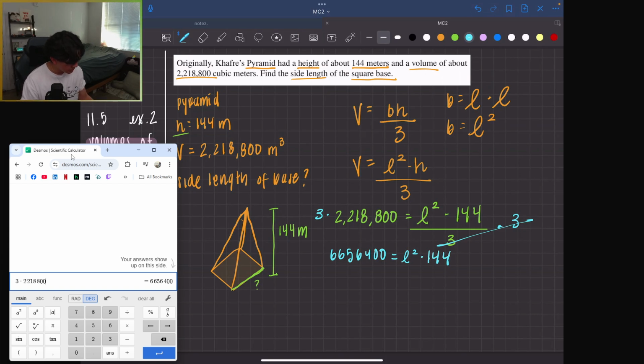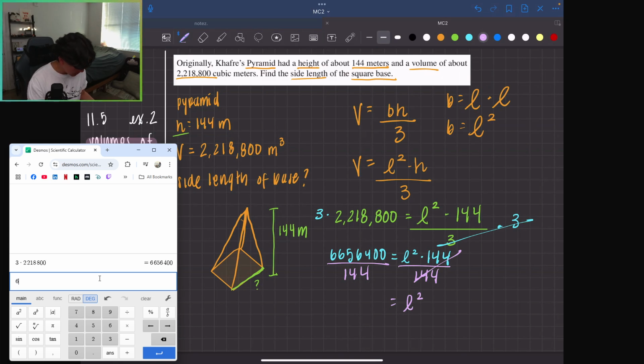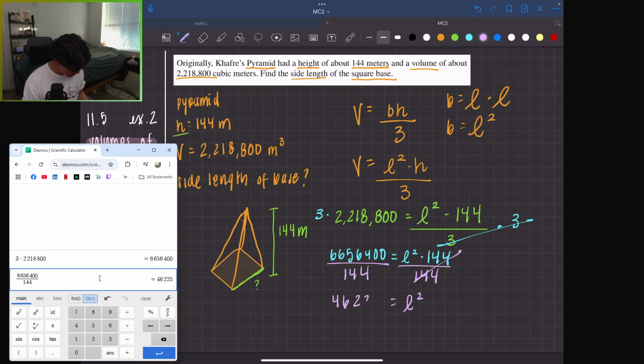All right, what are we going to do now? I'm going to divide both sides by 144 so we can continue isolating this variable. On the right side, 144 divided by 144 equals 1. So what are we left with? This length squared is going to equal 6,656,400 divided by 144, which is going to become, wow, 46,225.